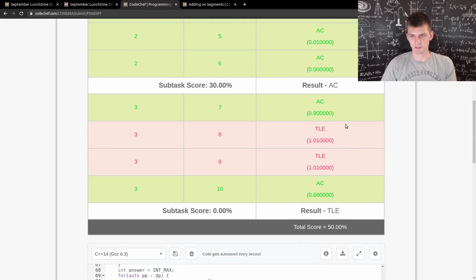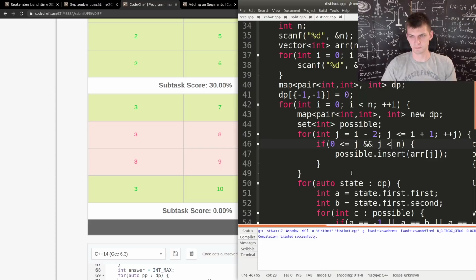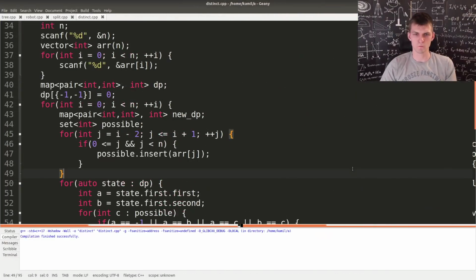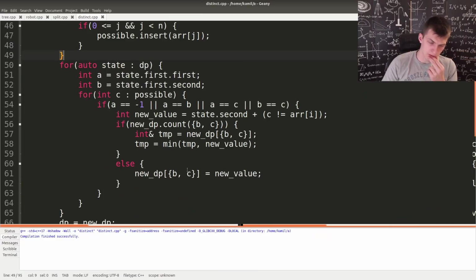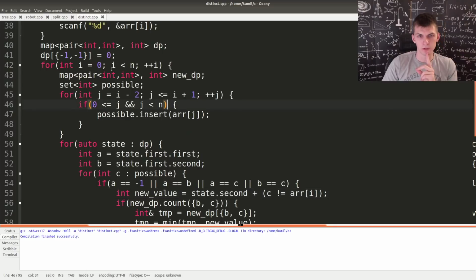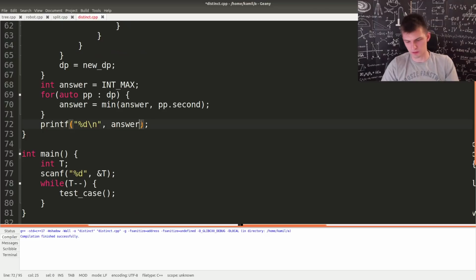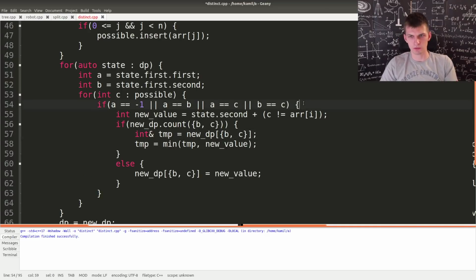Time limit exceeded. Can I make this a little bit faster? What about doing, say, initially 1? Everything will be greater by 1. Minus 1.